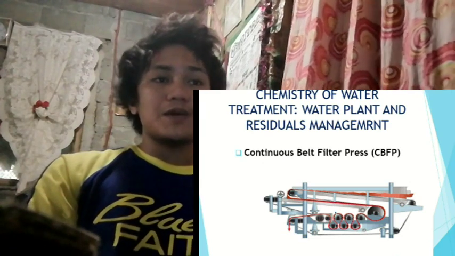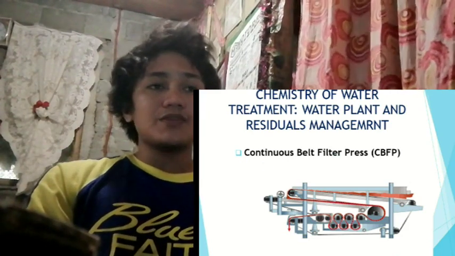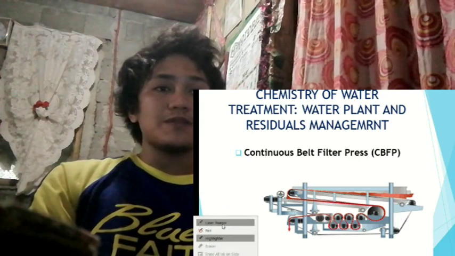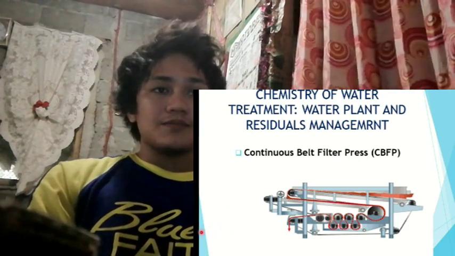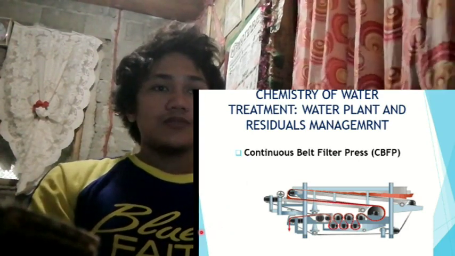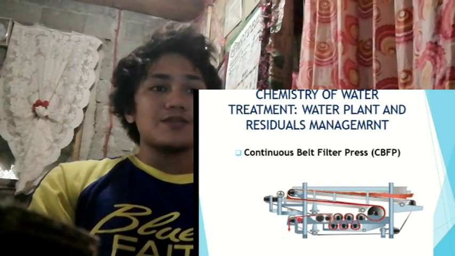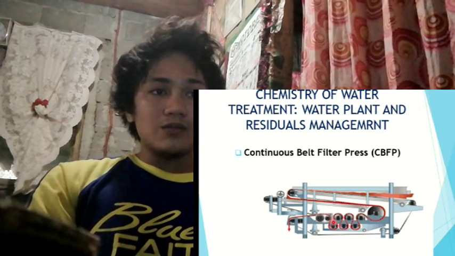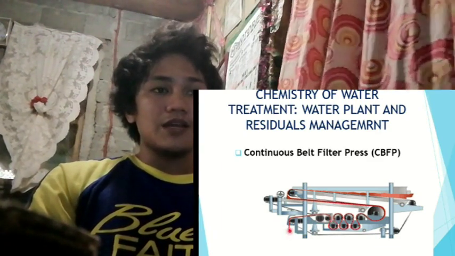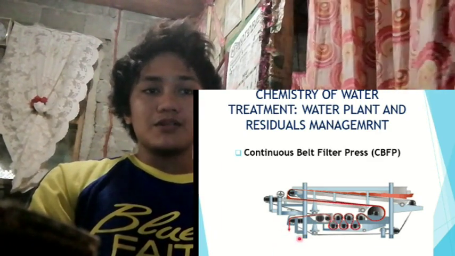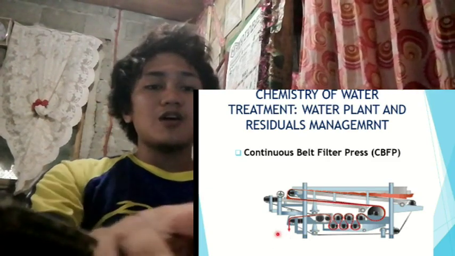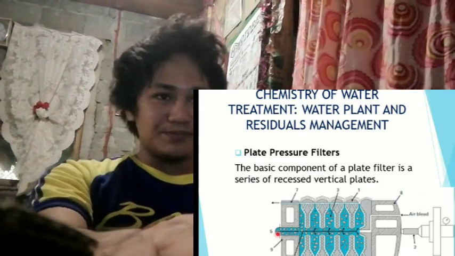Continuous belt filter press. The belt filter press operates on the principle that bending a sludge cake contained between two filter belts around a roll introduces shear and compressive forces in the cake, allowing water to work its way to the surface and out of the cake, thereby reducing the cake moisture content.